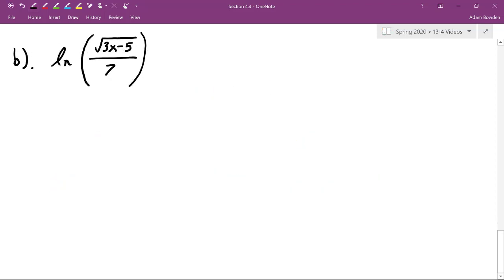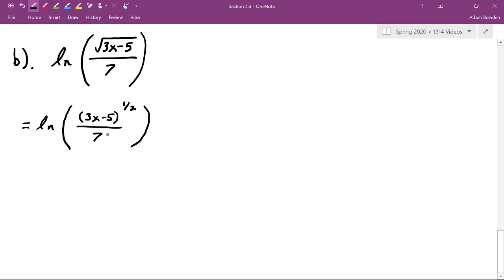Okie doke, and so here's another situation. Natural log of the square root of (3x minus 5) all over 7. Again, we want to expand this logarithm as far as we can go. One thing I would do to begin is anytime you're dealing with roots in a logarithm, change them over to a fraction power. So the square root we would change to the 1/2 power. Okay, and now we're going to expand this logarithm.